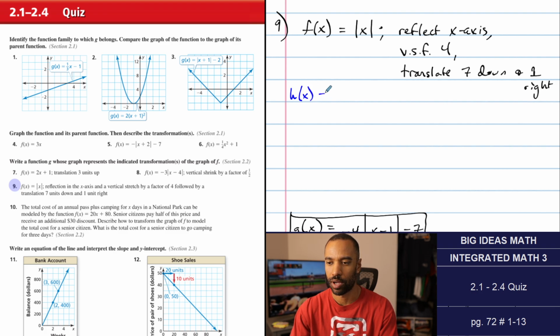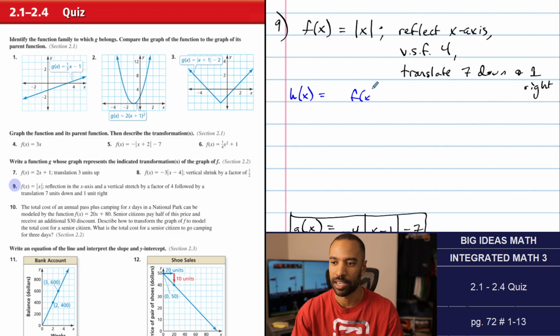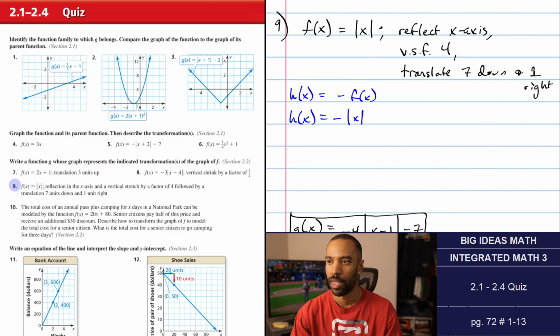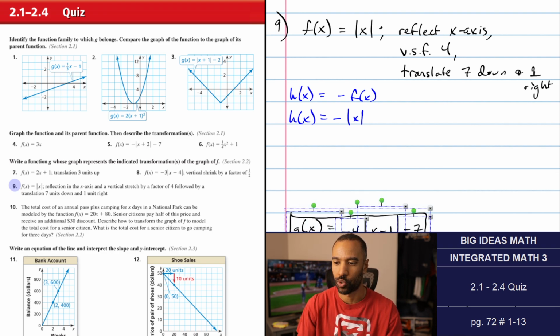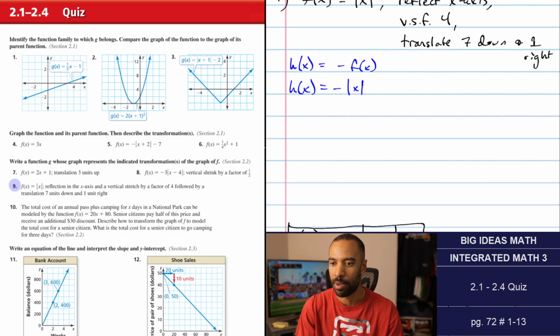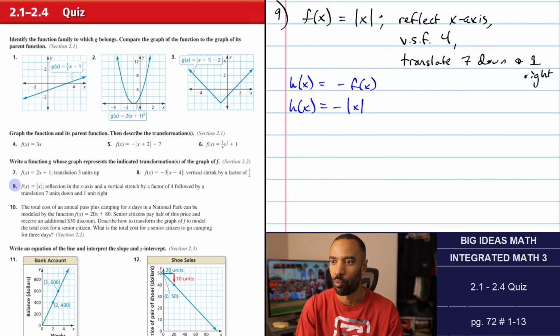The h of x is going to just be the reflecting across the x-axis. That takes your f of x and it makes it negative. You apply that, and that's where we get h of x equals negative absolute value of x. So that's a first component to this. A second component to this is a vertical stretch by a factor of 4, where you take your newly transformed function and you make it 4 times bigger on y.